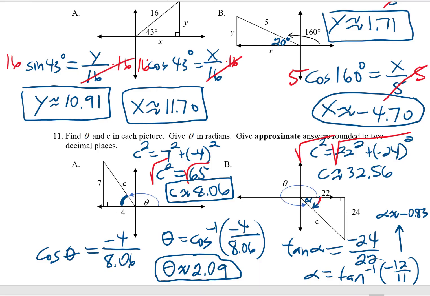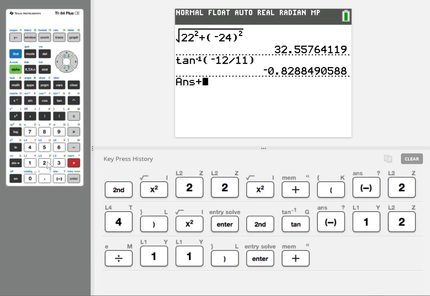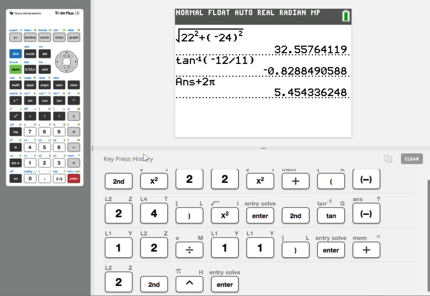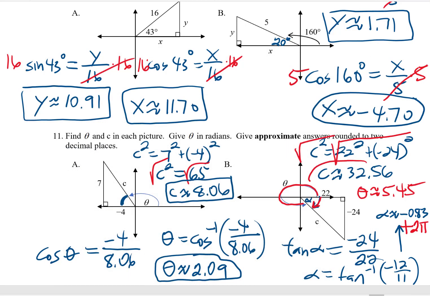Now that's not the final answer. That's this angle here. But that angle is coterminal to the angle I want. In fact, if I just rotate one full revolution from that, in other words, if I add 2 pi to what we just got, then I will have angle theta. I'll have what I want. So back on the calculator, just type in plus 2 pi. That takes me to the positive angle I was looking for, 5.45 radians. And so we're done. We found the c and we found our theta.